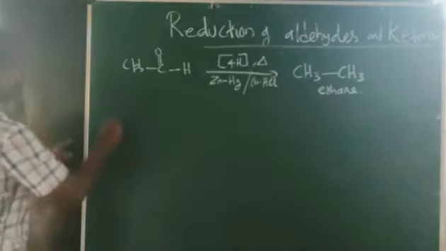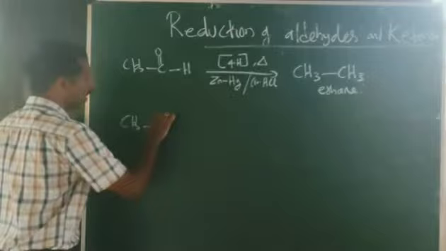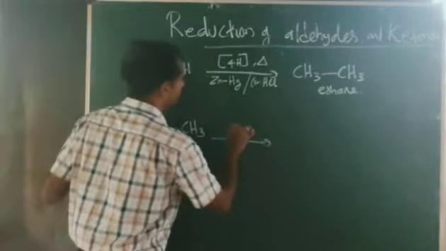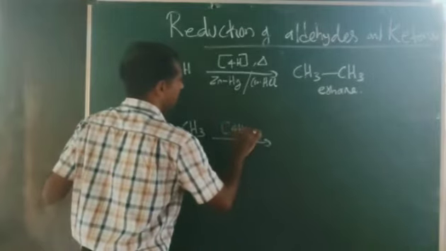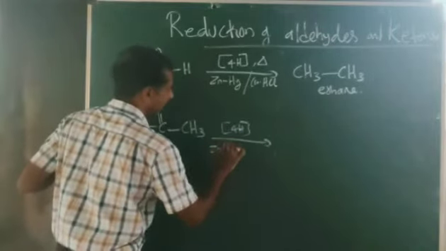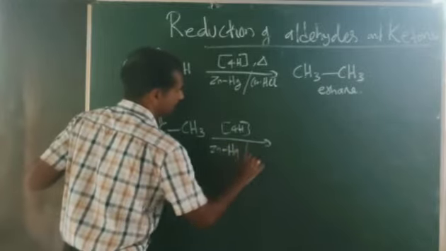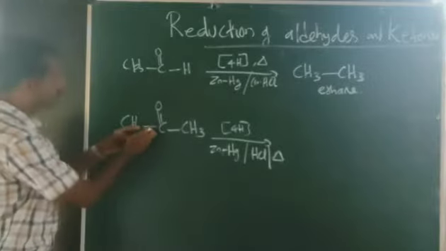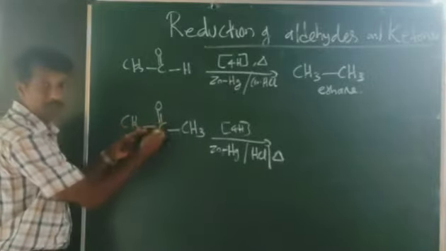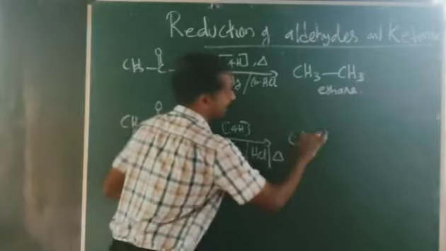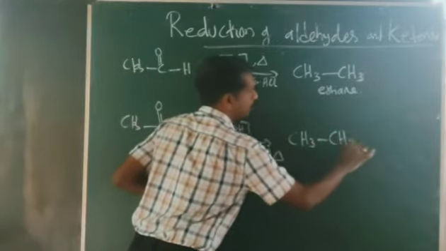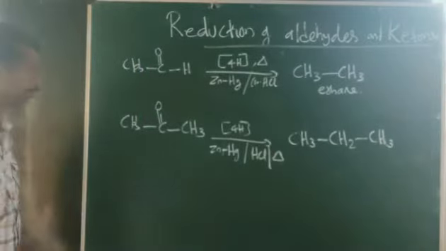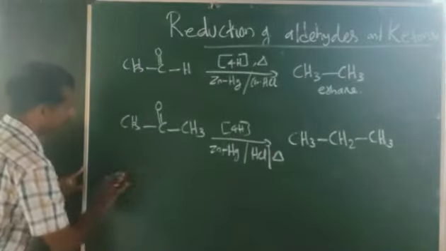Clear? Another example, if we take a ketone, CH3 C double bond O CH3, acetone, reduced with 4H, with zinc amalgam, ZnHg, and concentrated HCl followed by heating. What do we get? The CO group is reduced to CH2, and we get CH3 CH2 CH3. We get propane.